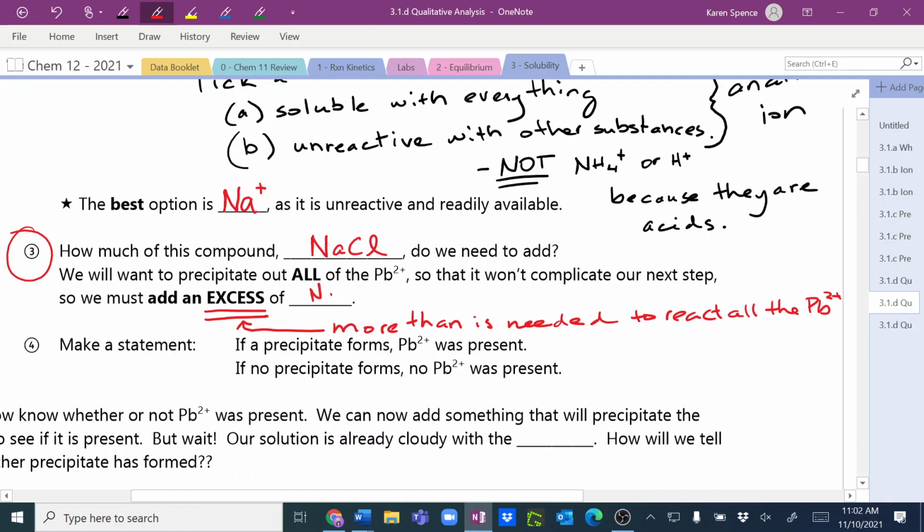Of the NaCl, you could also write how much to add. I add more than is needed to react all the lead, but that's really long, and excess is nice and short. So in step 3, we need to make sure we add an excess of our compound.